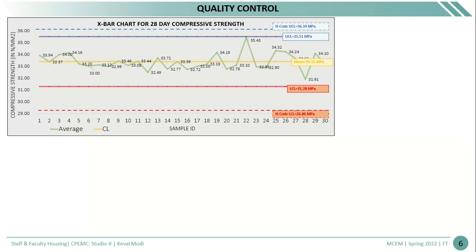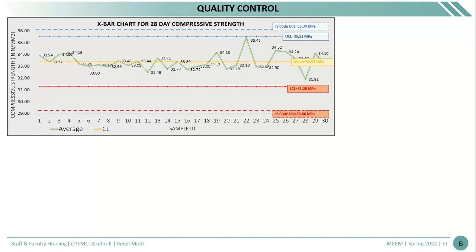Then comes the control chart. In the control chart, first the X bar chart is prepared, which is shown here. As per IS 456, the variability should be within the range of plus or minus 15%. So UCL and LCL limits are shown here with the blue color and the red color. As per the IS code, the UCL limit is 36.34 MPa and the LCL limit is 26.86 MPa.